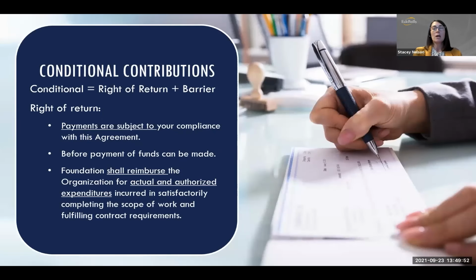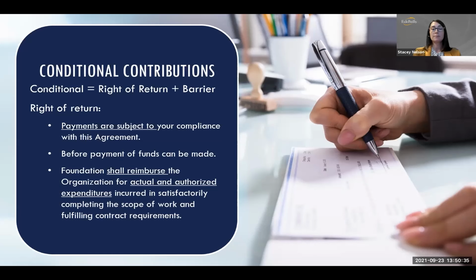So what is a conditional contribution? That needs to include both a right of return and a barrier. On our slide here, we have some examples of what the wording might look like for a right of return. The first example there: payments are subject to your compliance with this agreement. It could be wording such as before payment of funds can be made, or it could include wording such as the foundation shall reimburse the organization for actual and authorized expenditures incurred in satisfactorily completing the scope of work and fulfilling those contract requirements. So there are several different forms that type of wording may take on for the right of return.